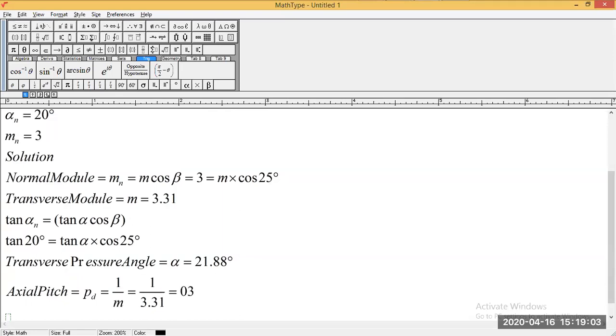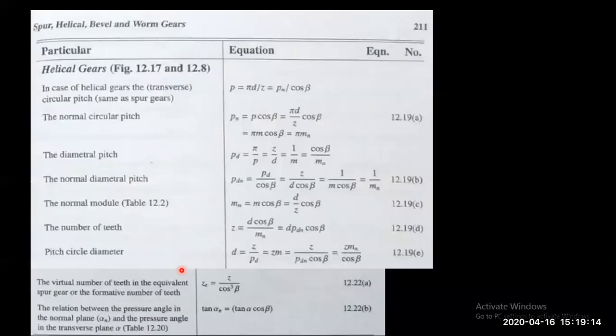3.3. 302. That's the axial pitch. Okay, so from the formula ED 1 over m, right?